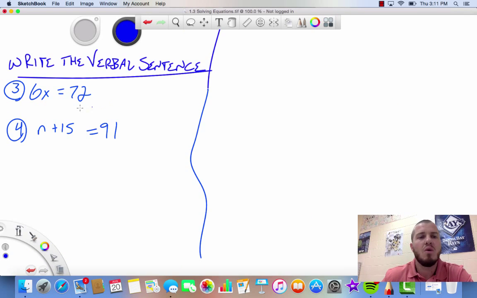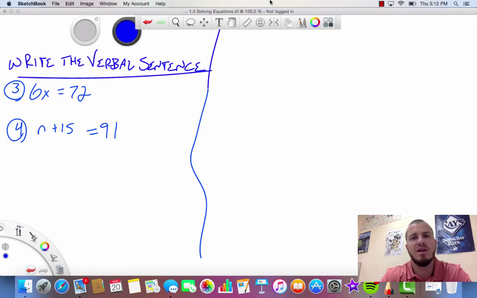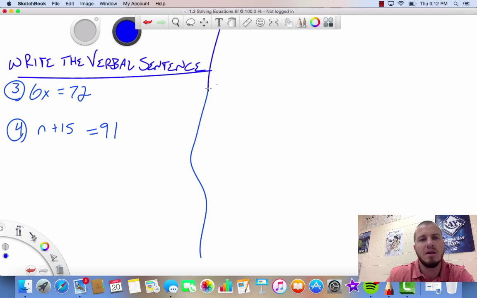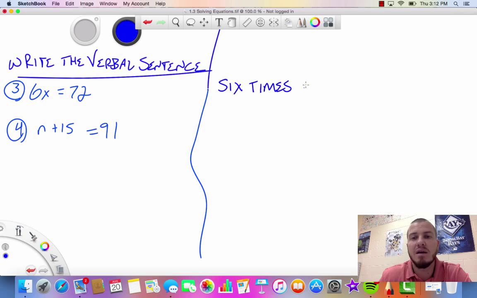So in these next ones, we're getting to the equation and we're going to write the sentence like the question was in the previous one. So we have 6x equals 72. And because it's an equal sign, the key word with that equal sign is going to be "is." 6x is 72 is basically what you want to write. So what's happening between that 6 and the x is they're being multiplied. So we're going to say 6 times the x, which is a number. 6 times a number is 72.